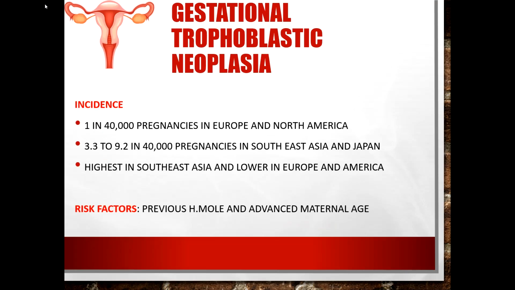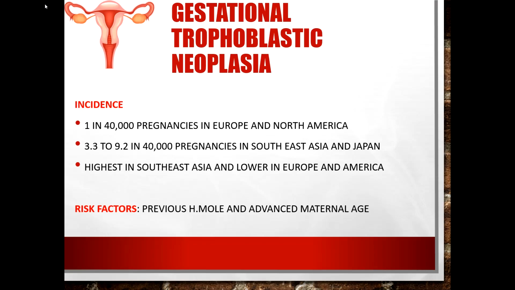In Europe and North America, GTN, specifically choriocarcinoma, is reported to occur in 1 in 40,000 pregnancies. However, in Southeast Asia and Japan, choriocarcinoma is reported to occur in 3.3 to 9.2 in 40,000 pregnancies. Risk factors for GTN would include a previous hydatidiform mole and advanced maternal age.